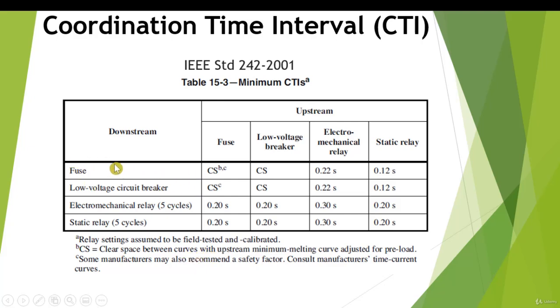So if you are coordinating fuse and LVCBs, you don't need to provide any coordination time interval or time margin between these two protection devices. So you can keep very less clear space between these two protection devices without applying any intentional delays. You have to make sure that upstream and downstream device should not overlap with each other. If you are coordinating two electromechanical relays, the time margin should be 300 millisecond. And if you are coordinating two numerical relays, the time margin should be 200 millisecond.